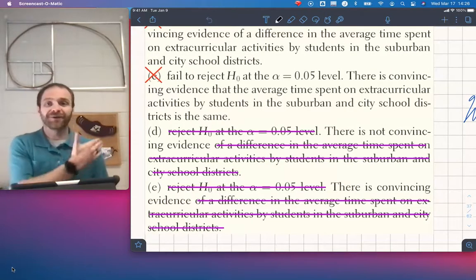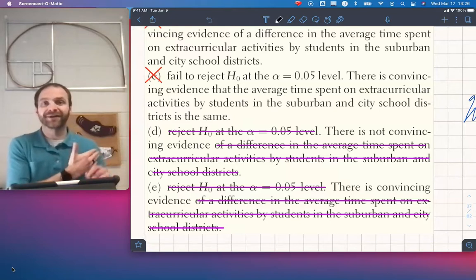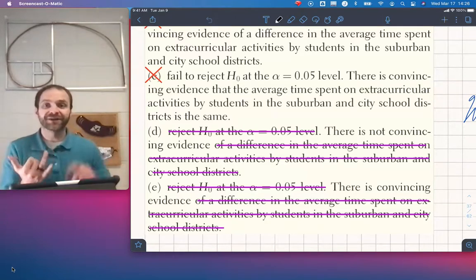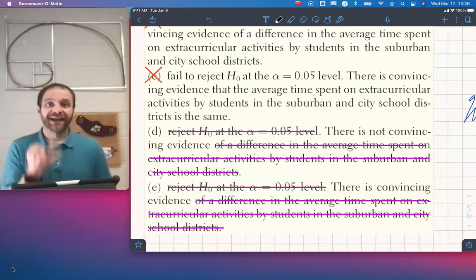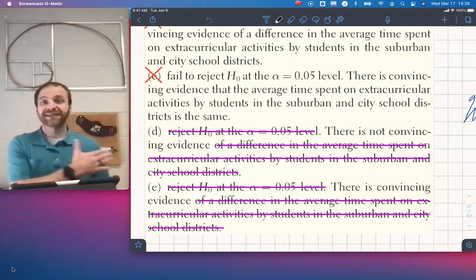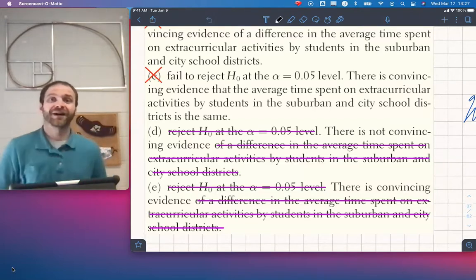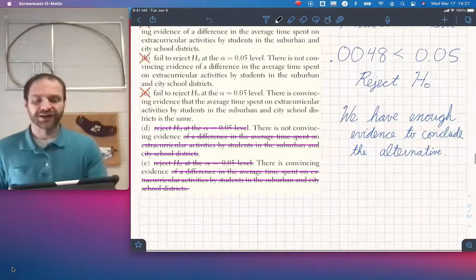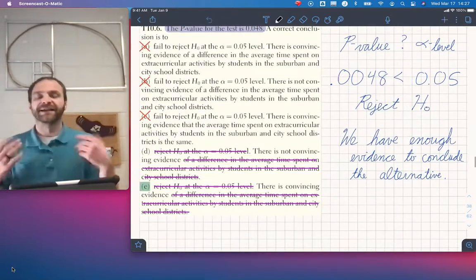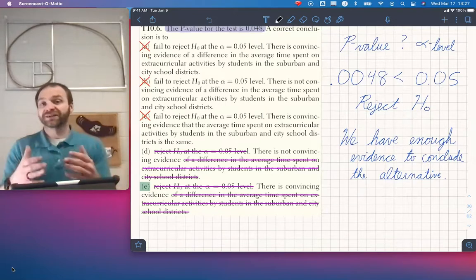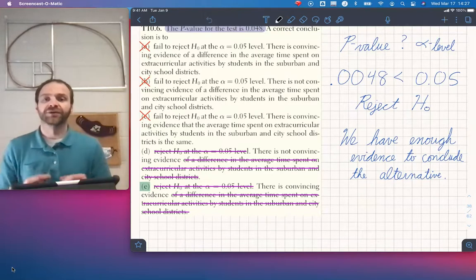Those are all the same words. I try to highlight them or cross them out as there is not convincing evidence or there is convincing evidence. That's really what I wanted to examine. The rest of it was just filler. It wasted time trying to read all those choices. So the answer here is going to be E. So when you reject the null, you have enough evidence to conclude the alternative.